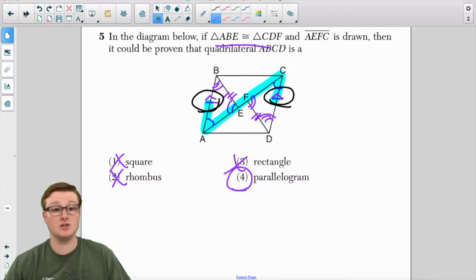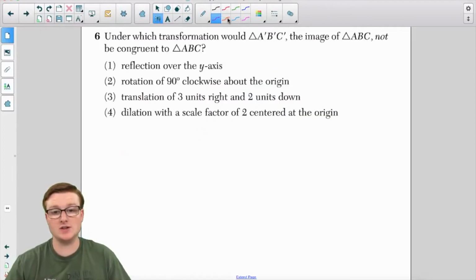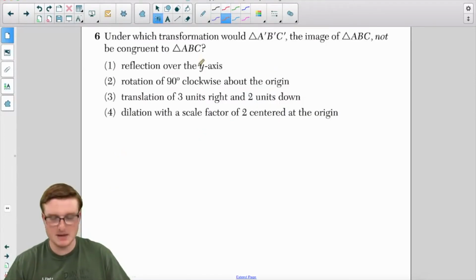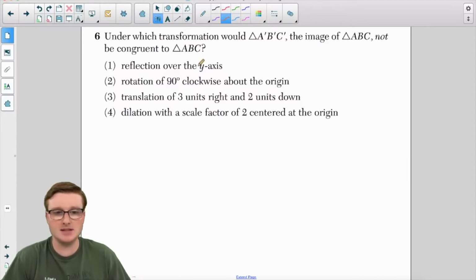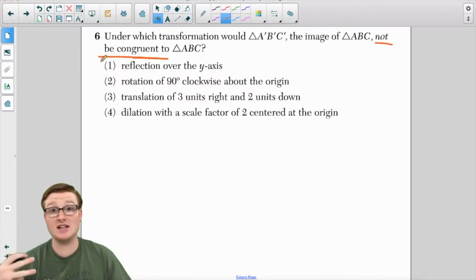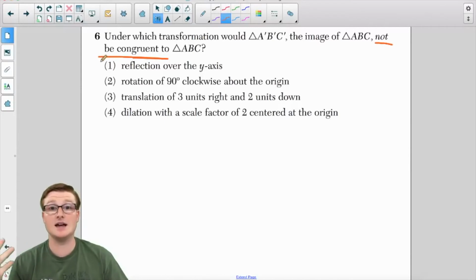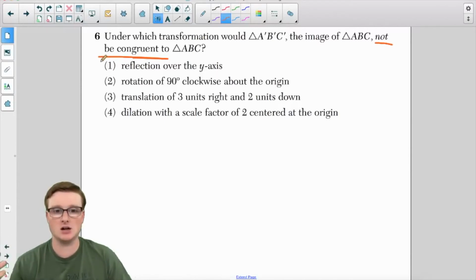All right, moving on to question number 6. Under which transformation would triangle A prime, B prime, C prime, the image of triangle ABC, not be congruent to triangle ABC? The one that we're looking for is not congruent, so therefore we're looking for the transformation that changes size and changes distance and congruency.